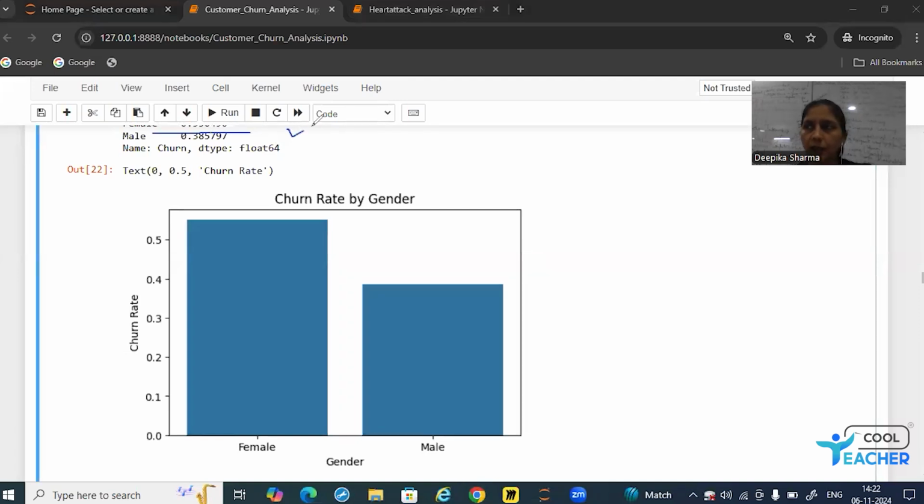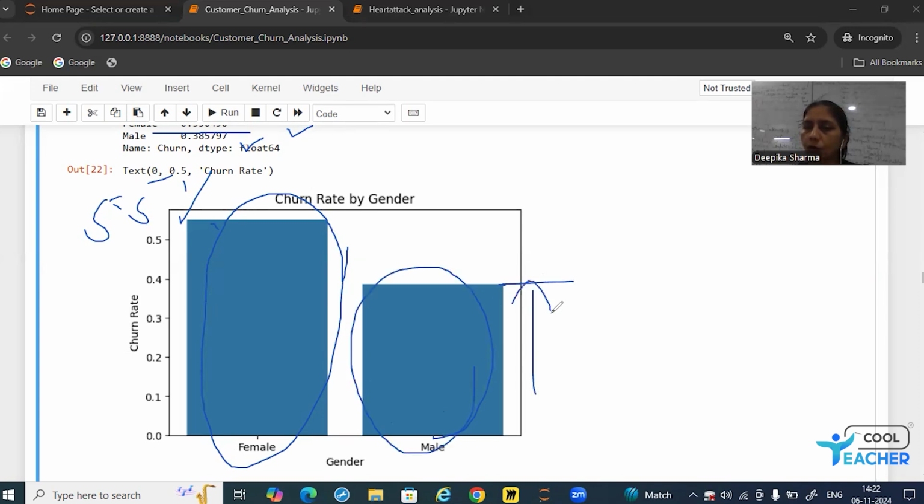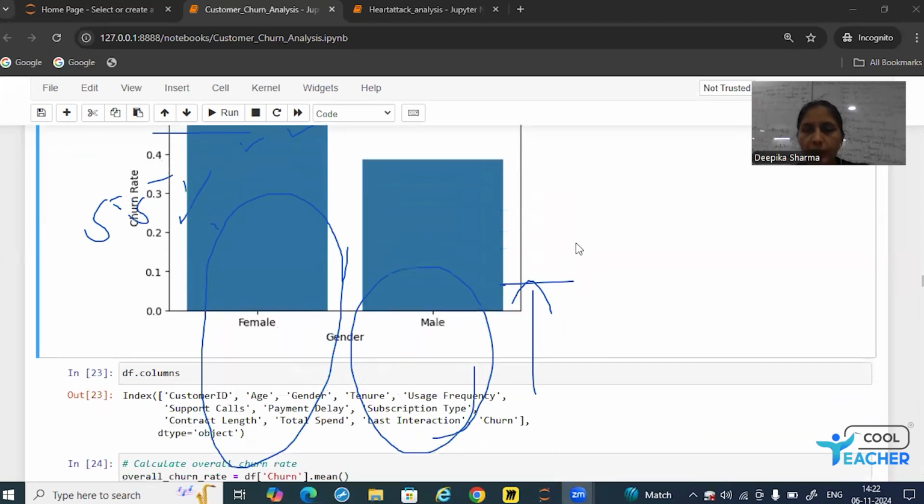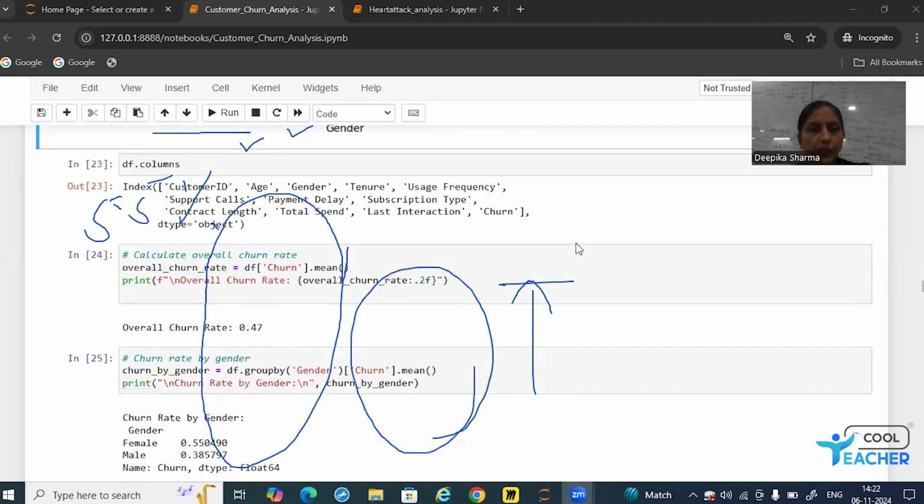If we check it out, the display is coming with the churn by gender. You can see female churn rates are very high, nearby 55% as an approximation, and the male churn rate is less. So it means one has to focus on the female customers so that the churn rate could be less in this case.